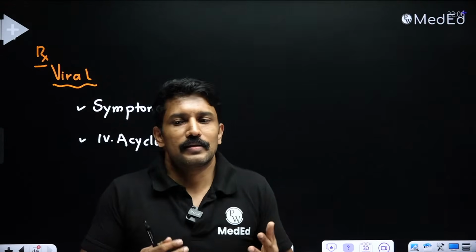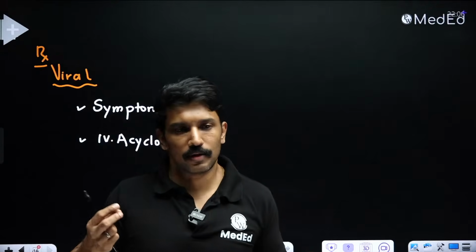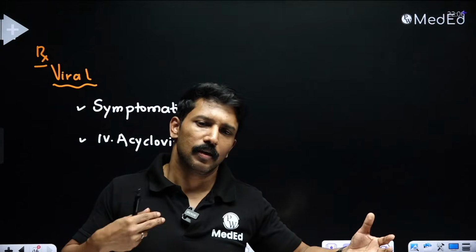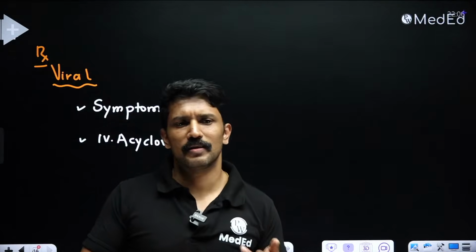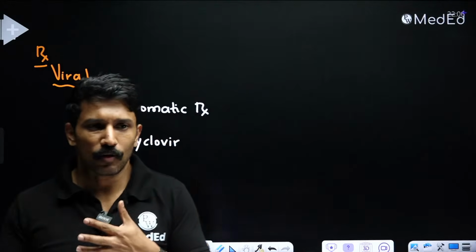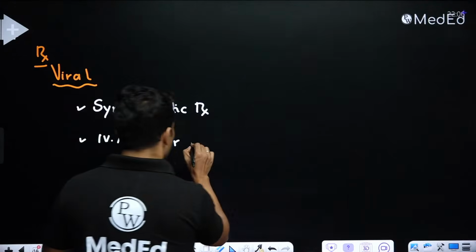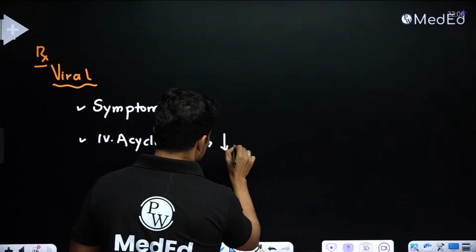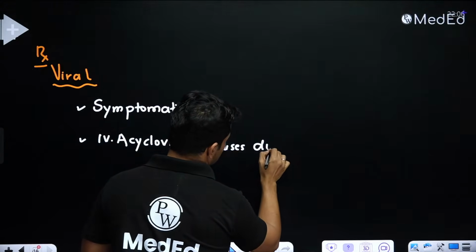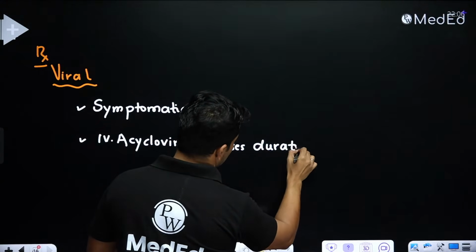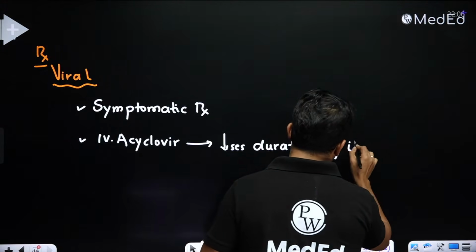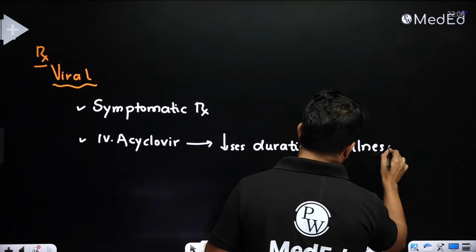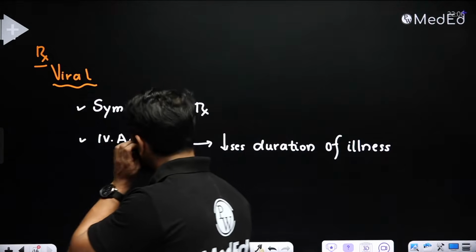Let us say that I would be okay if I have viral meningitis, maybe after 5 days. But if you give me acyclovir, maybe I will be okay by 4 days or by 3 days. No impact on mortality per se, but IV acyclovir decreases duration of illness. Whether that mattered to the patient or not, based on that we can judge whether we should give IV acyclovir or not.